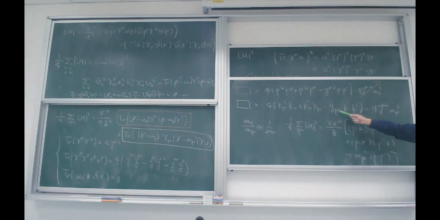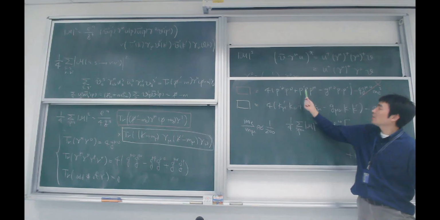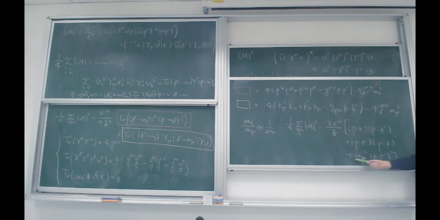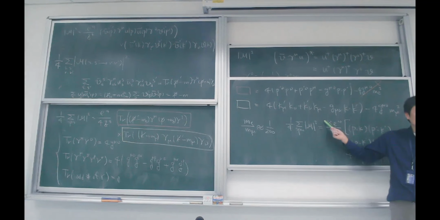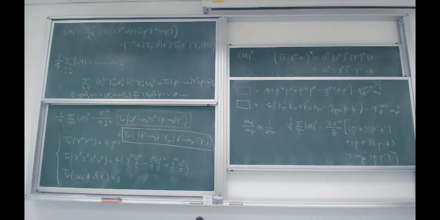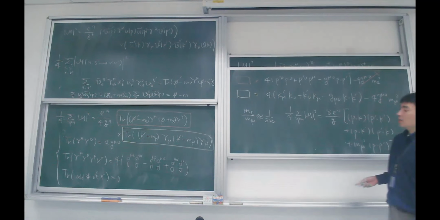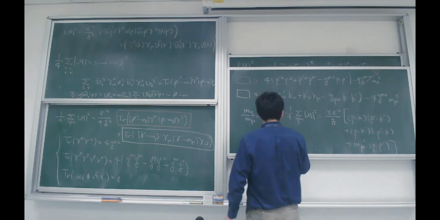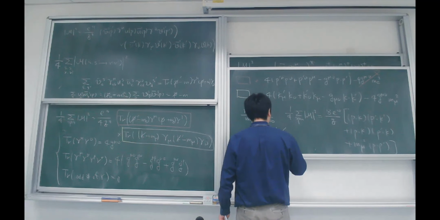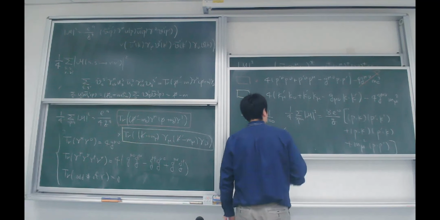And if you contract about this one, and this one, and this one, they all give you this kind of term, P dot P prime. And you have to be careful about the coefficients. That's what we need to do. Okay. So that's the square of this matrix element of this process.